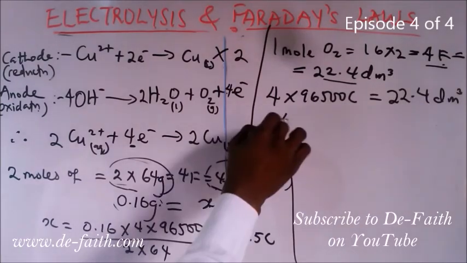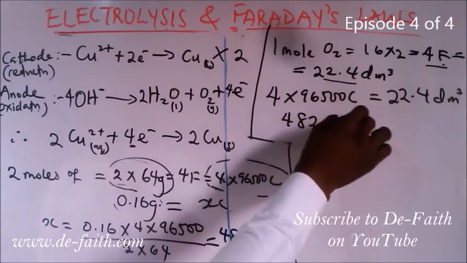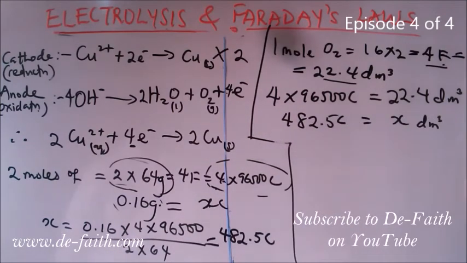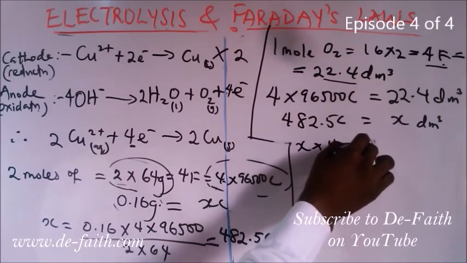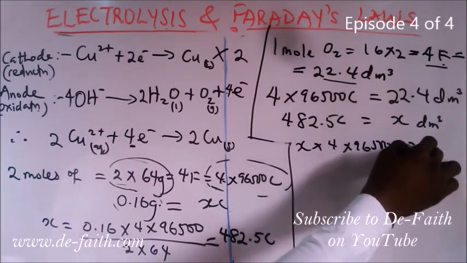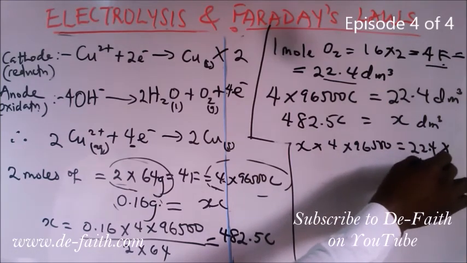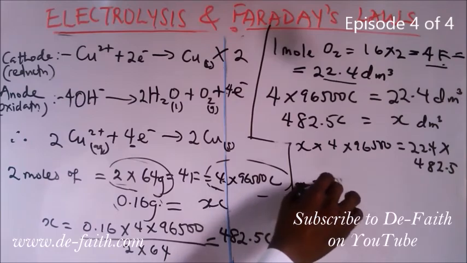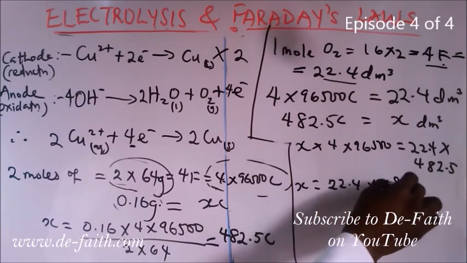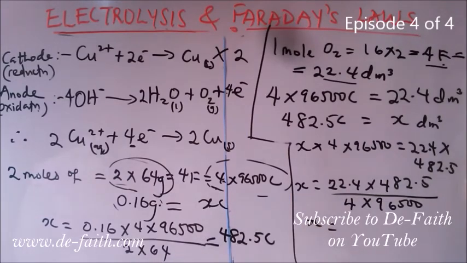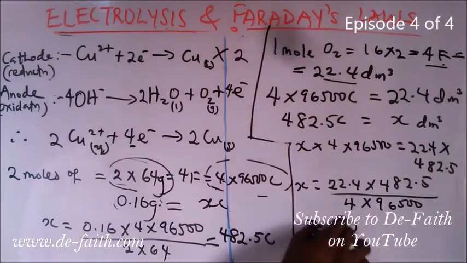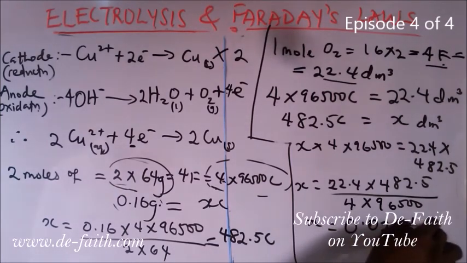If we have 482.5 coulomb, what is the volume of gas that this coulomb of electricity will produce? And so when we cross multiply this, we have x times 4 times 96,500 equal to 22.4 times 482.5. Hence, x equals 22.4 times 482.5 over 4 times 96,500. Hence, the volume of gas that will be produced is 0.028 dm cubed at standard temperature and pressure.